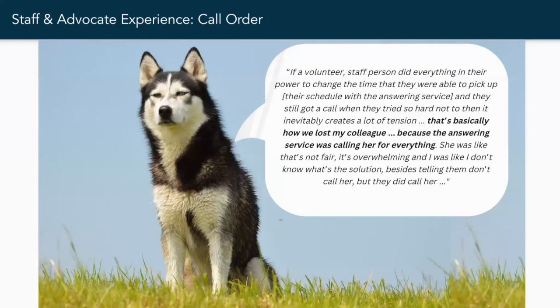This organization did share that they basically lost one of their colleagues because the answering service was calling her for everything. And she was like, that's not fair, it's overwhelming. And that person was trying to fix the problem, but didn't know what the solution could be besides telling the third-party answering service not to call her, but then they did call her. So that highlights that there can be some challenges when the call order isn't followed.